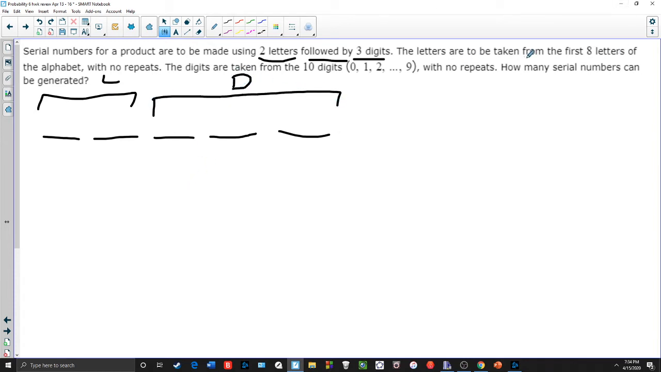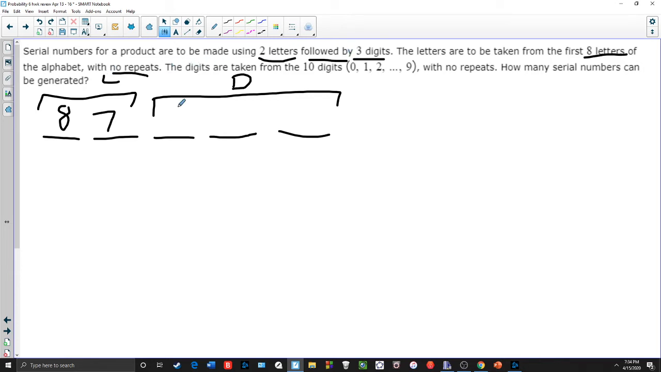And it says the letters are to be taken from the first 8 letters. So we have 8 letters to deal with here. So any of those 8 letters can be my first letter. And it says no repeats. So that means I only have 7 letters that can be my second. So 8 letters for my first possible pick, 7 letters for my second possible pick, because again, they can't use the same letter twice.